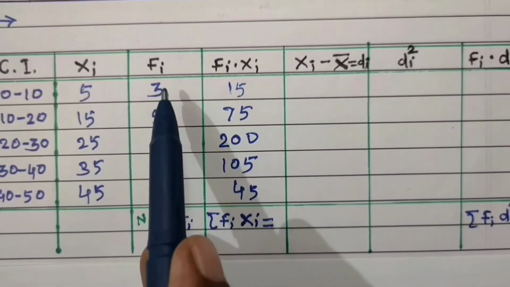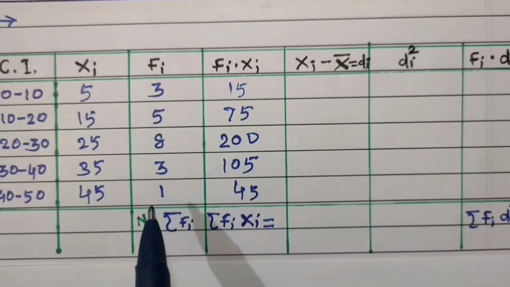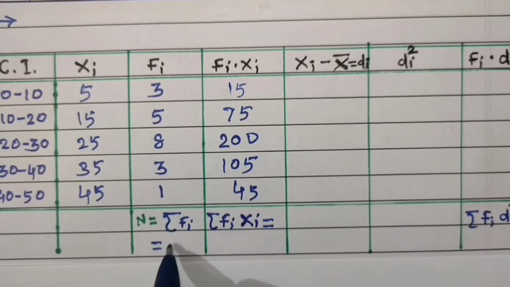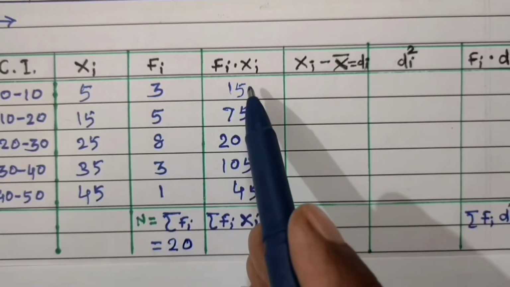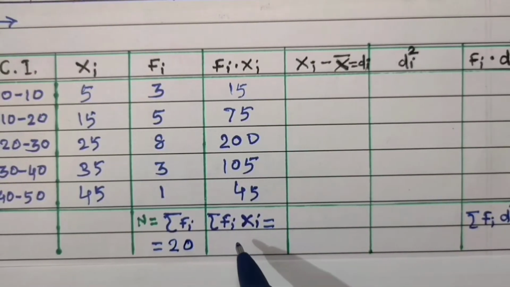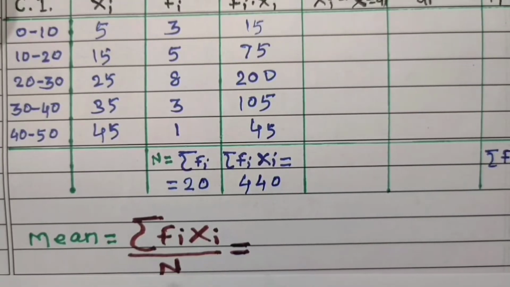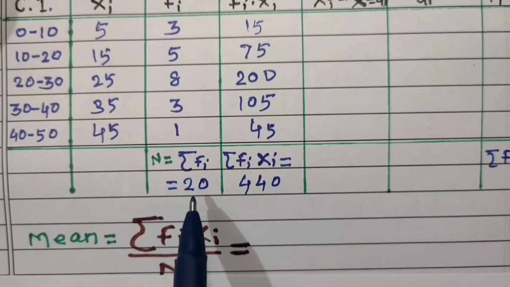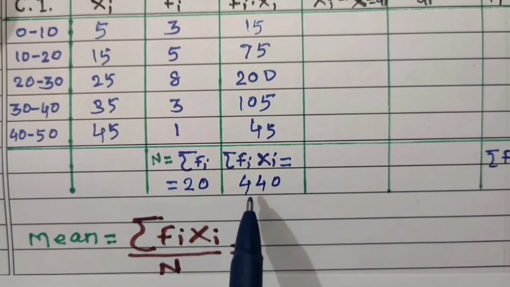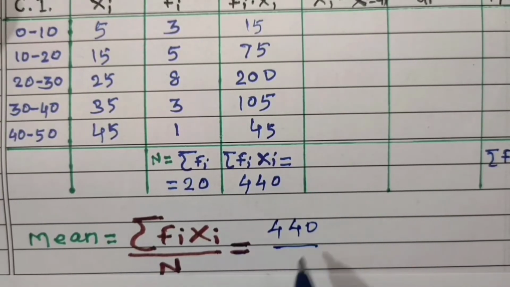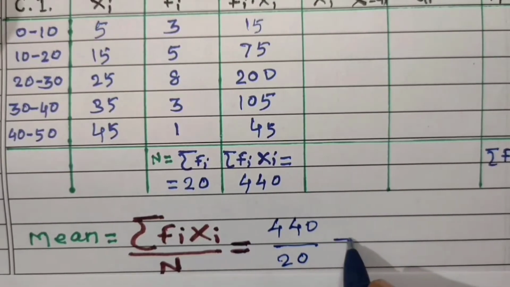Now the sum of all values from the frequency column is equal to 20: 3 plus 5, 8, 8 plus 8, 16 plus 3, 19 plus 1, 20. And the sum of all values from the fi xi column is equal to 440. Let us calculate the mean. Mean for the given distribution is given by this formula: mean is equal to summation of fi into xi divided by capital N. Here capital N is 20 and summation of fi into xi is 440. So this is equal to 440 divided by 20, which is equal to 22.